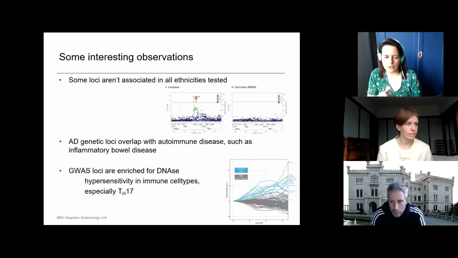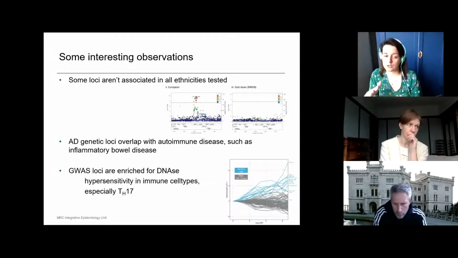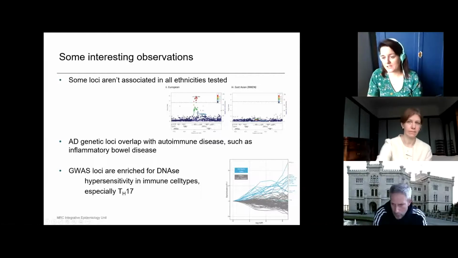So what we did was look at whether there was overlap between our loci and these open chromatin regions in a whole range of cell types, and plotted that enrichment out on this graph. We found quite a lot of enrichment for a wide number of immune cell types, actually, but specifically for Th17, which was quite interesting.